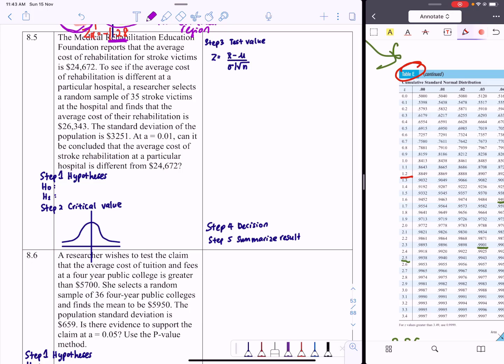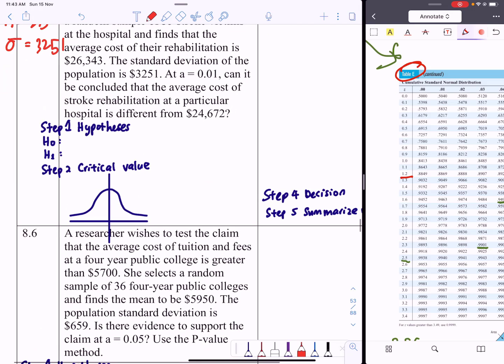Alright, the first thing you need to do is extract out all the information. You have the population mean 24,672, and the mean for the sample 26,343. The number of samples is 35, and the standard deviation is 3,251. Then we go to step 1, the hypotheses.